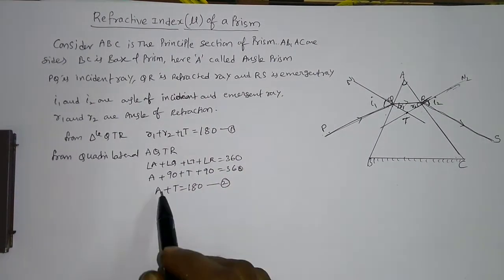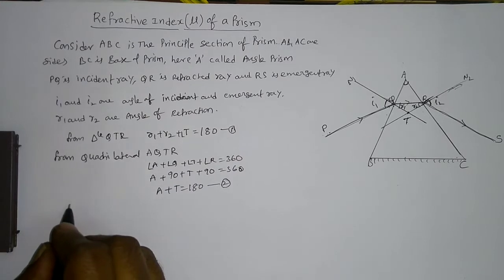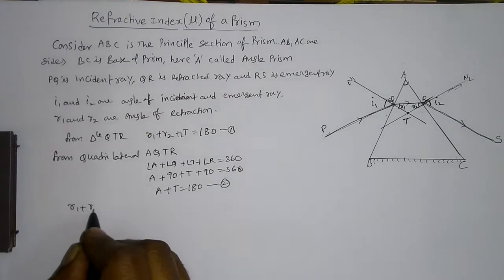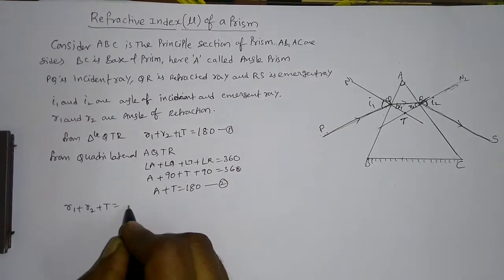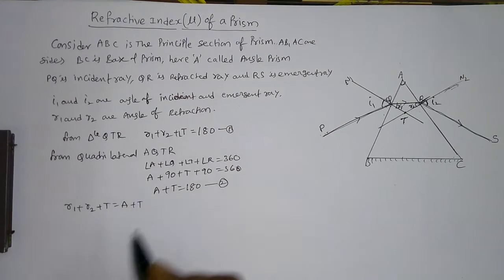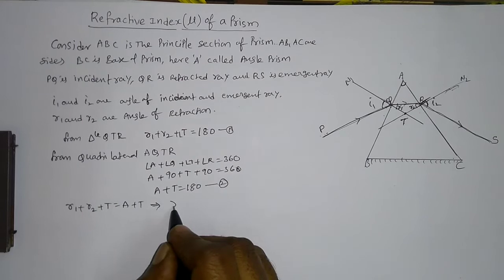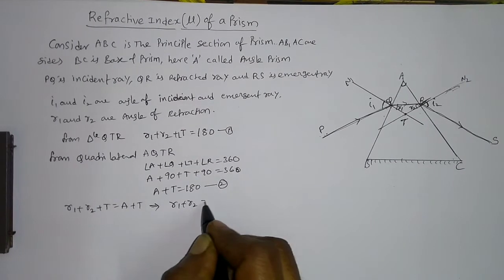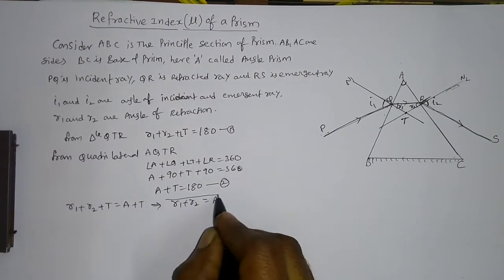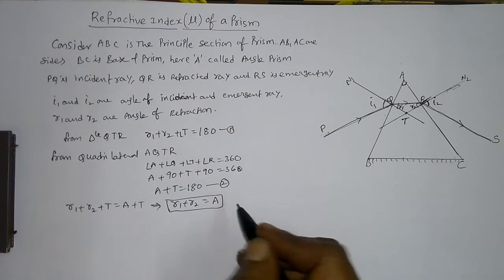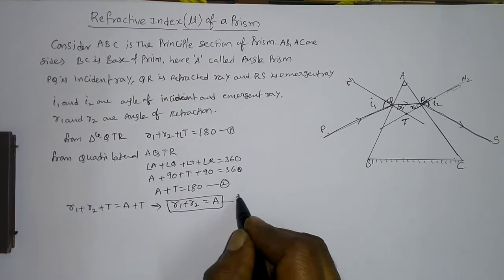180, 180, then equating the left side: R1 plus R2 plus T is equal to A plus T. T gets cancelled. From this you will get R1 plus R2 is equal to A. This is an important formula, so let it be equation number 3.